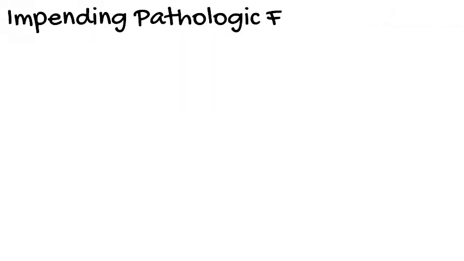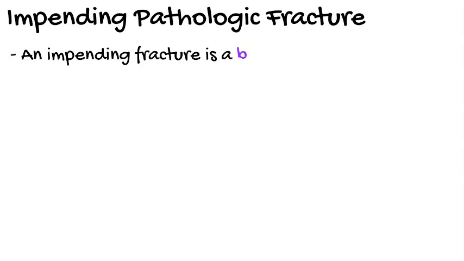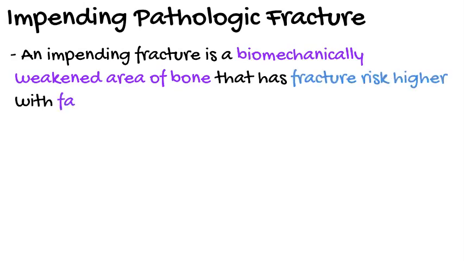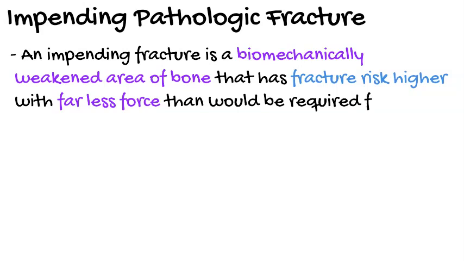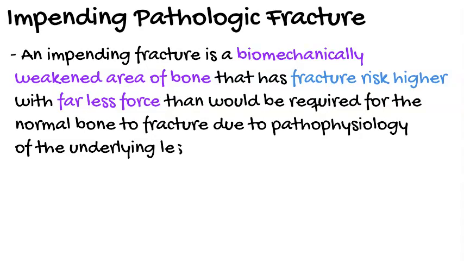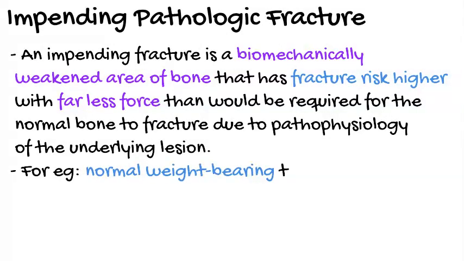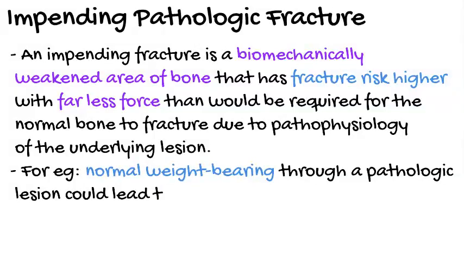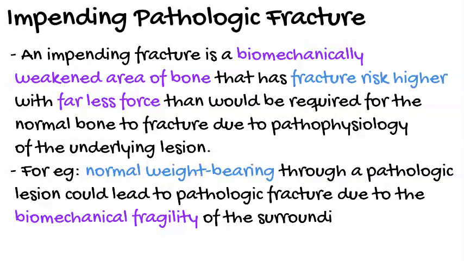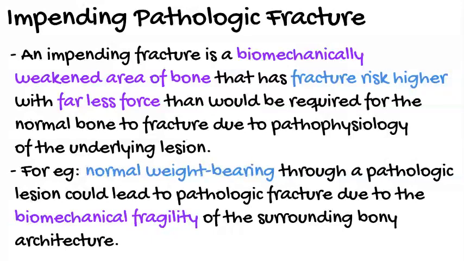For impending pathologic fracture, an impending fracture is a biomechanically weakened area of bone that has a fracture risk higher than normal, where less force would be required than for normal bone to fracture, due to the pathophysiology of the underlying lesion. For example, normal weight bearing through a pathologic lesion could lead to pathologic fracture due to the biomechanical fragility of the surrounding bone architecture.